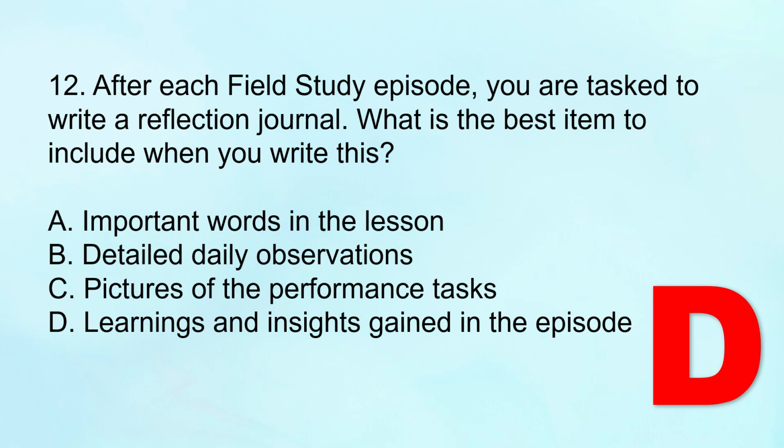Okay. Let's discuss the other choices. Letter A is wrong. Important words in the lessons is more appropriate for note taking, not reflection. Letter B, while observations are important, they belong in the observed phase, but reflection focuses more on what you learn from those observations. And for letter C, pictures may support documentation, but they don't express your understanding, feeling, or realization, which are central to reflection.